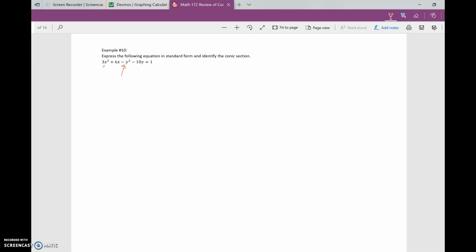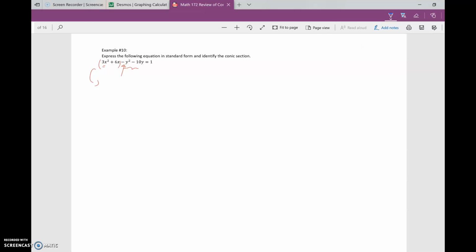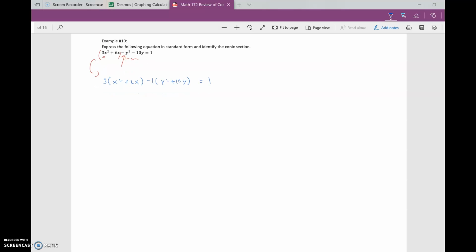So let me pair the x's and the y's so we can express it in h comma k form. In this case, I'm just going to factor out a 3, so you're going to get x squared plus 2x, and then minus 1 times y squared plus 10y, and this is equal to 1.